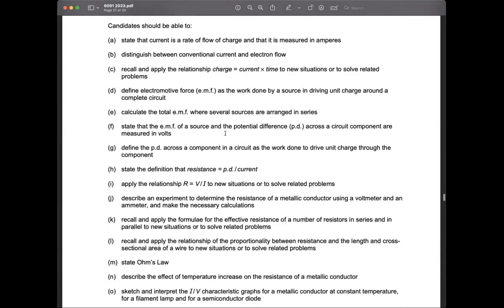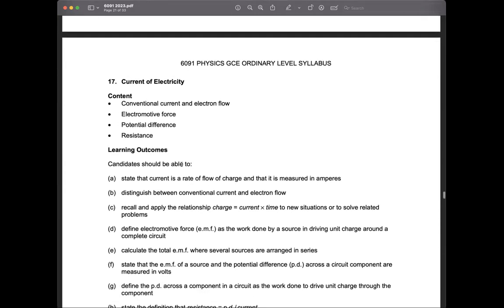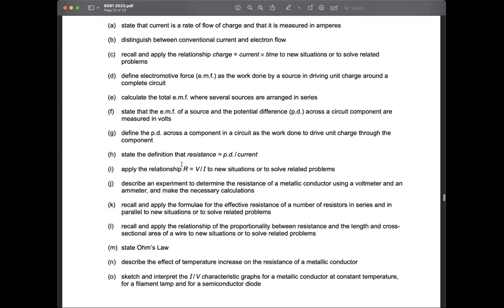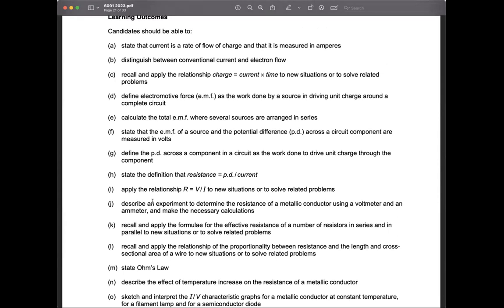We're going to go through this. This is a big topic, so we will take about 2 lessons just to cover the theory. This is the basics of this topic. We're going to talk about current of electricity, what is a conventional current, as well as electron flow. We're going to talk about EMF, PD, and then resistance. It's a little bit more than the current of electricity. A to O, that is 15 points. That's what we're going to go through today.